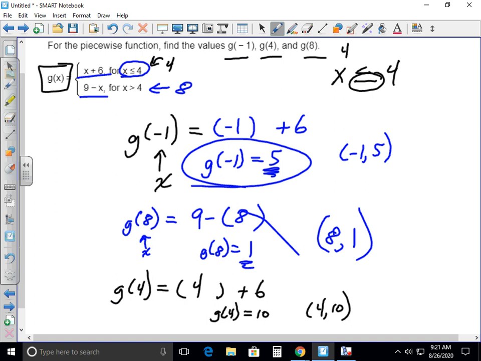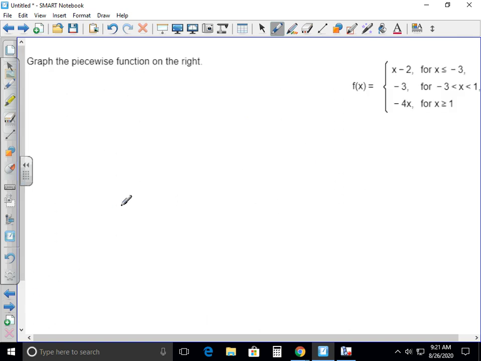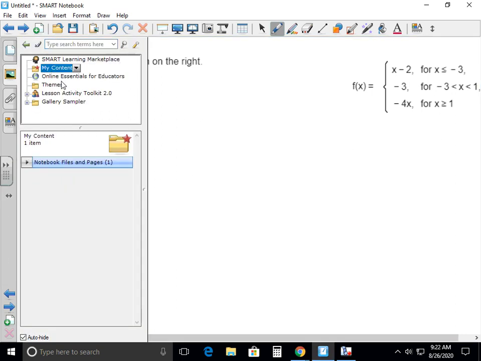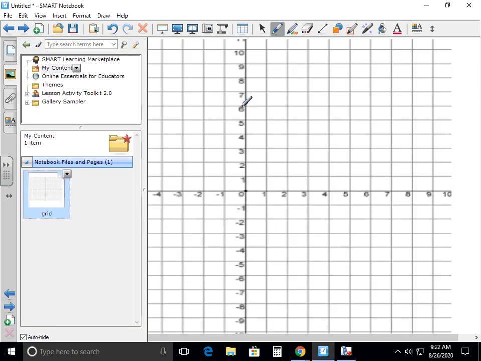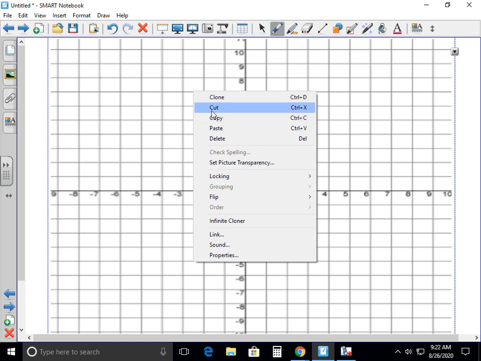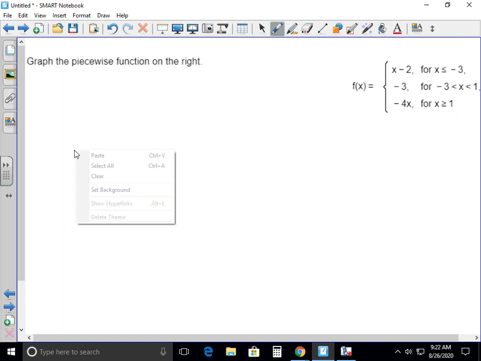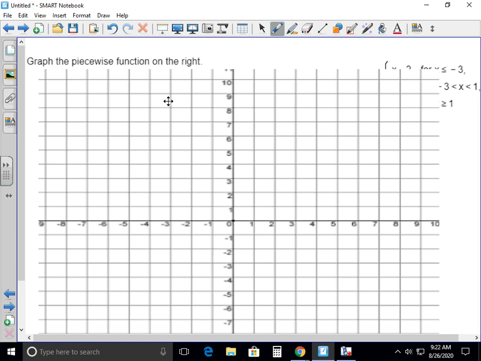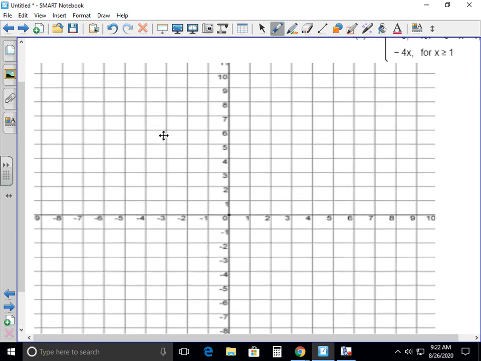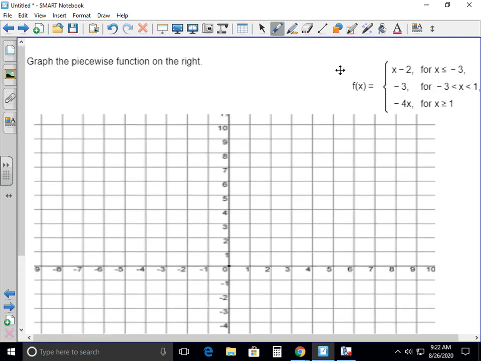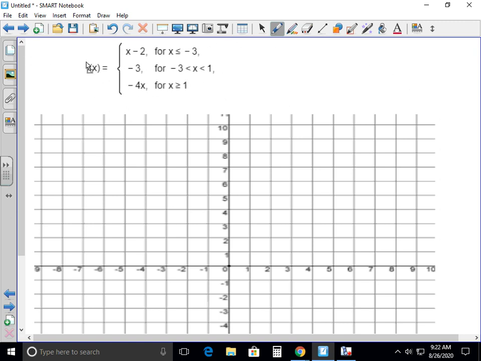So that's our answer for G of 4. And the last problem that we want to do is we want to graph a piecewise defined function. So I'm going to pull up some graph paper, and let's put that back over here. So let's just do this. They want us to graph this.